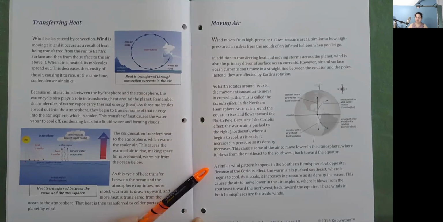A similar wind pattern happens in the southern hemisphere, but opposite. Because of the Coriolis effect, the warm air is pushed southeast, where it begins to cool. As it cools, it increases in pressure and its density increases. This causes the air to move lower in the atmosphere, where it blows from the southeast toward the northwest, back toward the equator. These winds in both hemispheres are the trade winds.